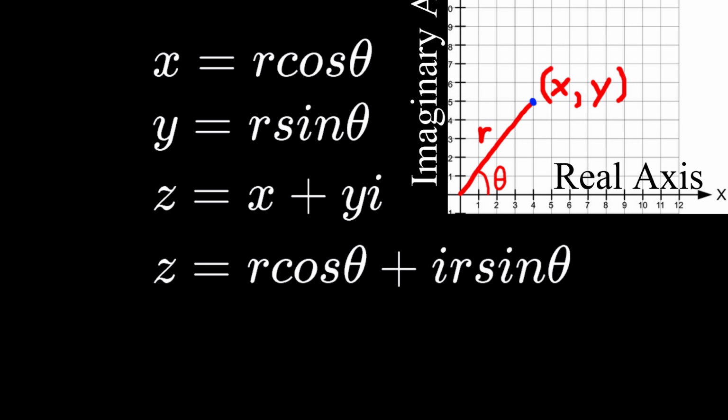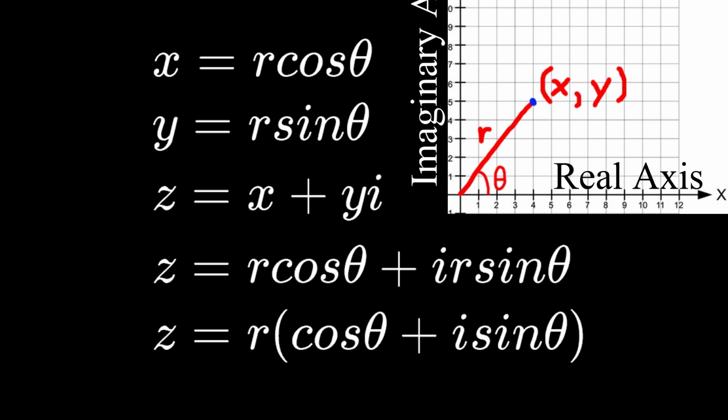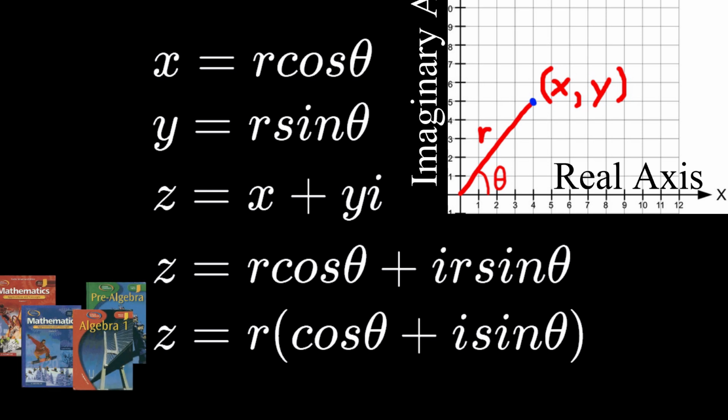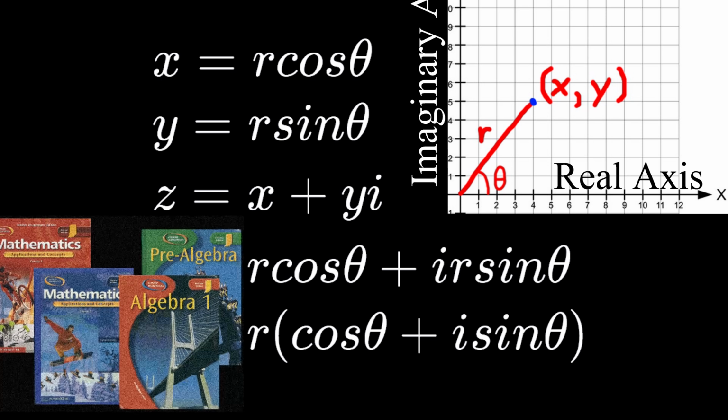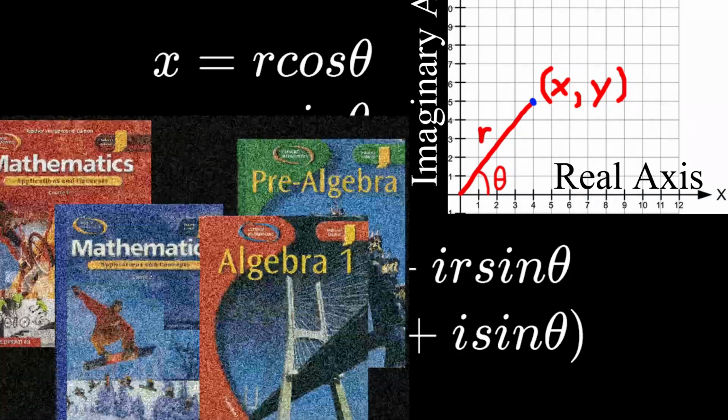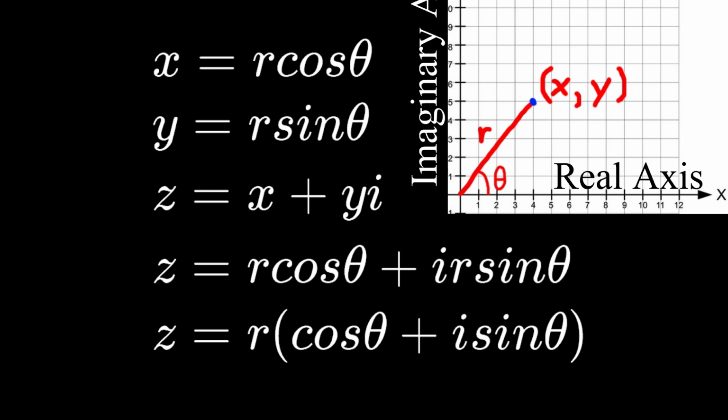We can factor out the r, and our result, r times (cosine theta plus i sine theta), is what you'll see in most textbooks. The same textbooks that don't use this information to visually show you what the heck you're doing when you're working with complex numbers. Come on guys, throw in some images in your slides!